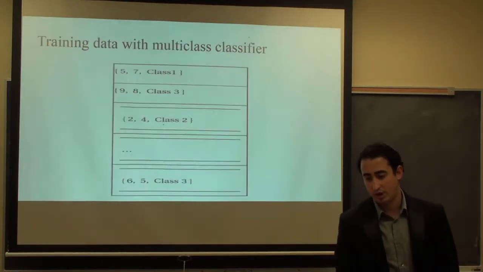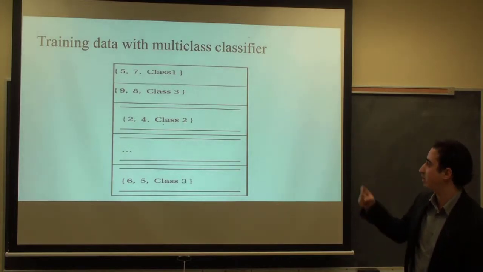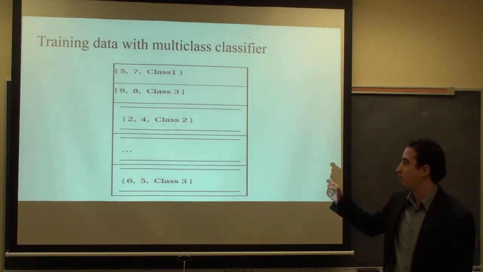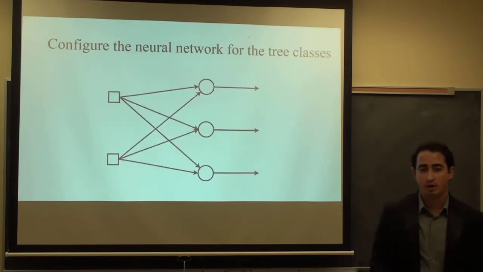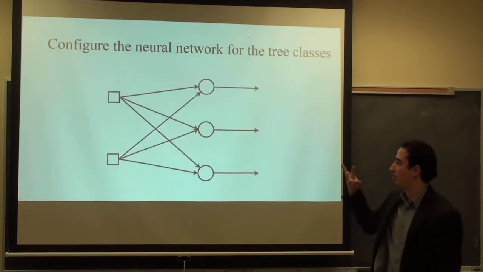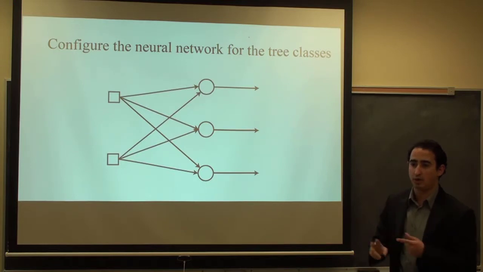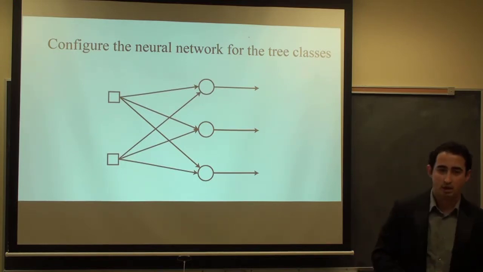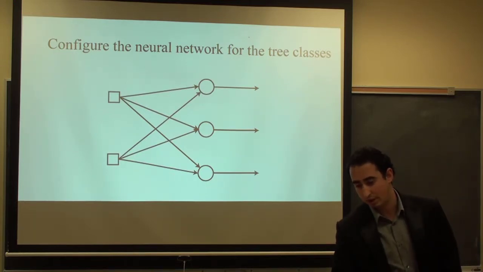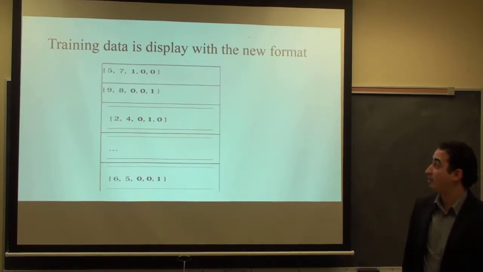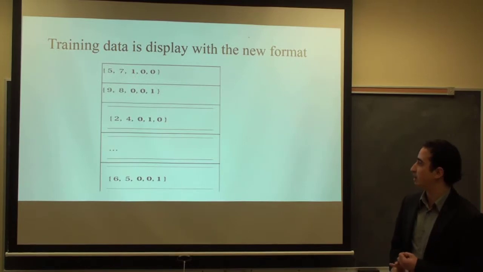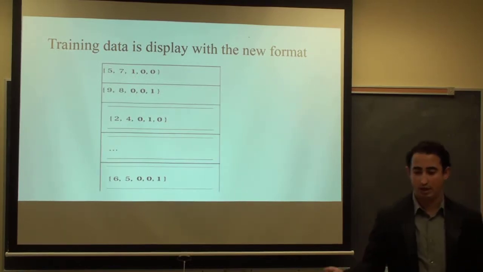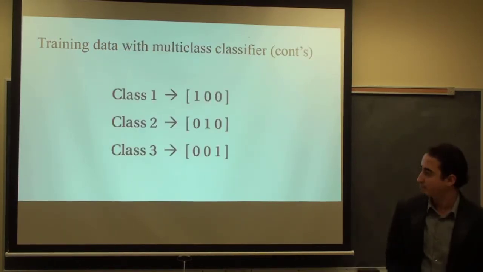For the training, we're going to have 2 inputs, and we're going to have an output, either class 1, class 2, or class 3. So our neural network is going to have 2 inputs and 3 outputs, because we have class 1, class 2, and class 3. So how are class 1, class 2, and class 3 going to look? If you see, it's going to be either 1, 0, 0, or 0, 1, 0, or 0, 0, 1. And that's what I'm going to explain now.